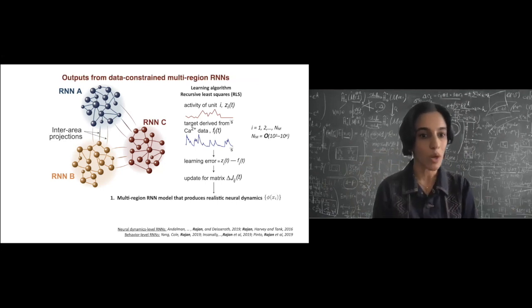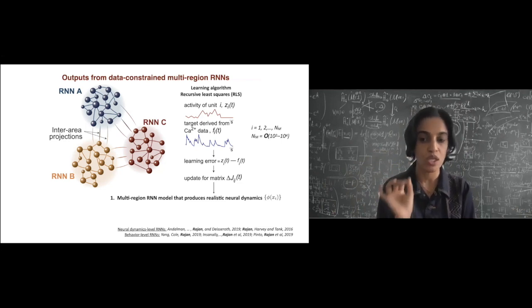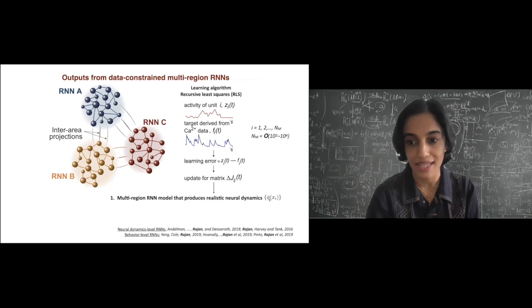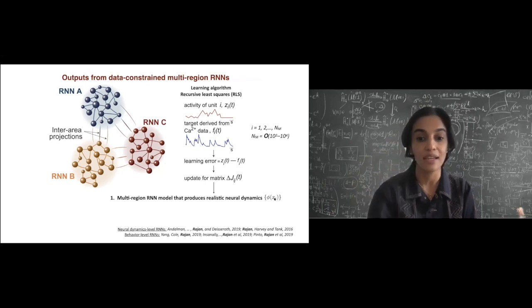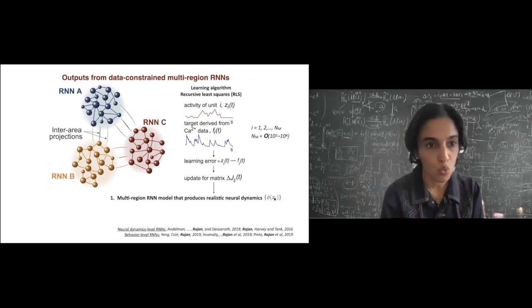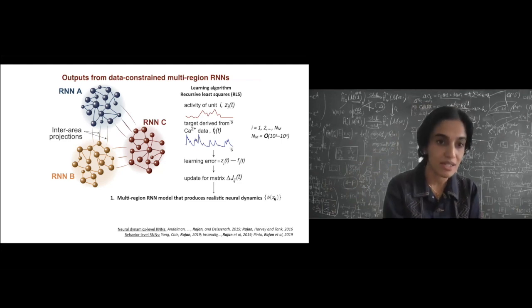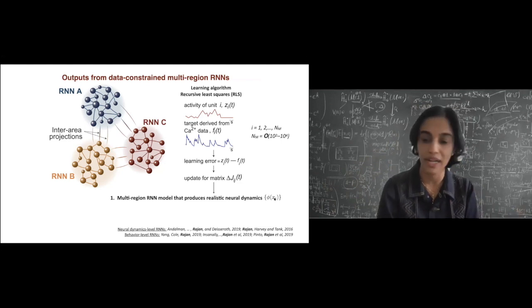Okay, so what does this buy us? Once trained, the network produces realistic, in air quotes, neural dynamics, which I'm symbolizing here as the phi of xi set. And yes, this is a medium-sized whoop, right? Because you're training these networks to do this, so of course they'll do that, right?